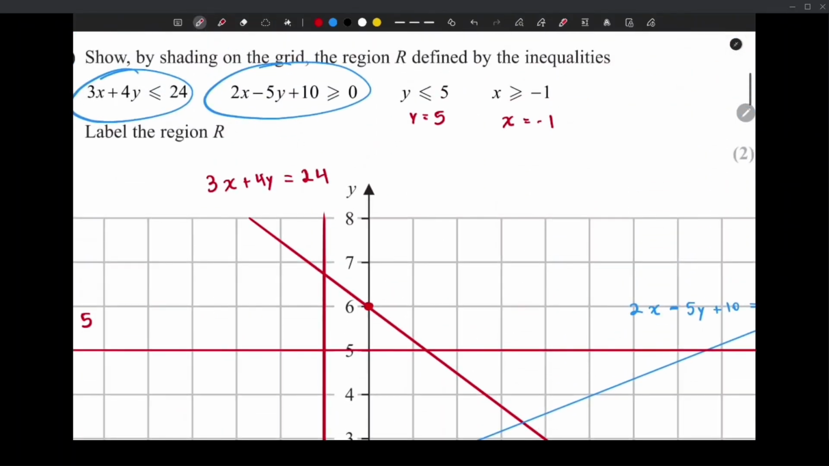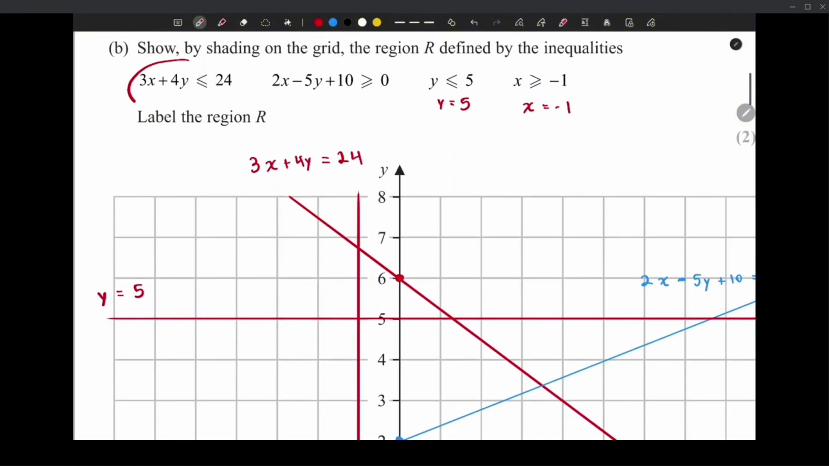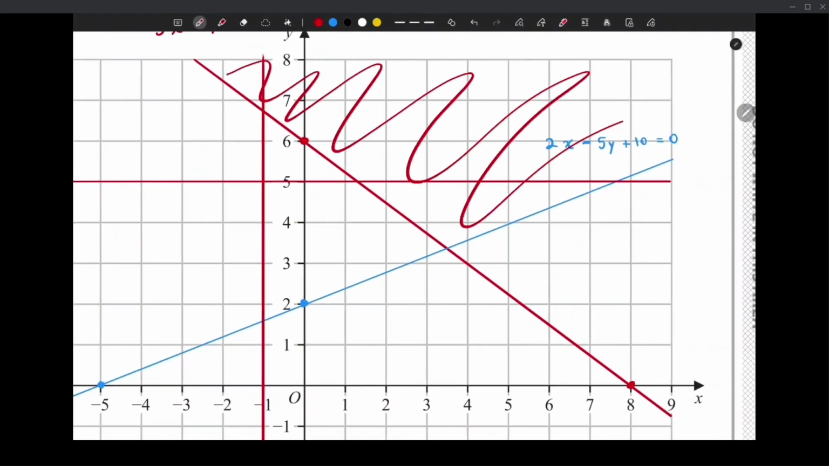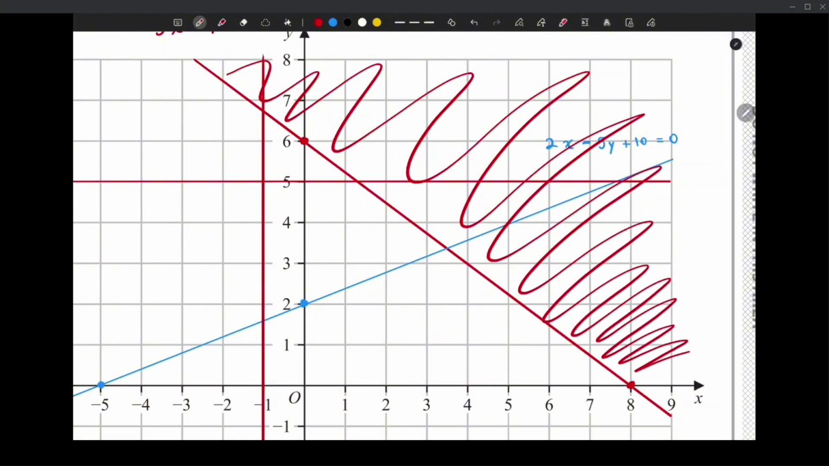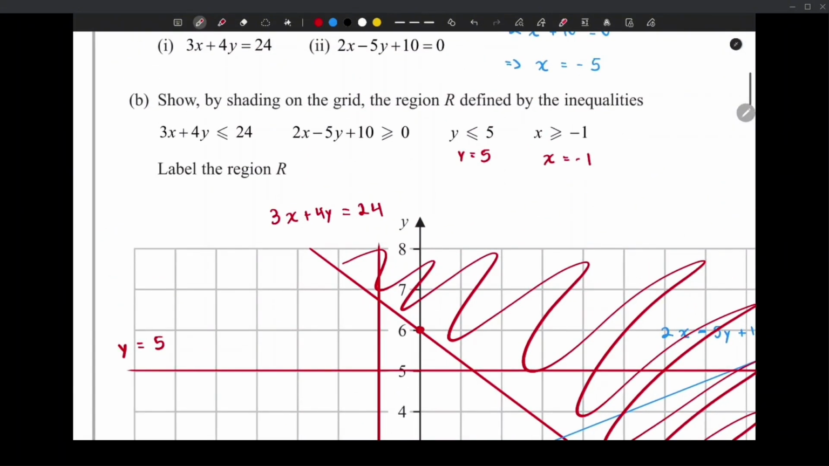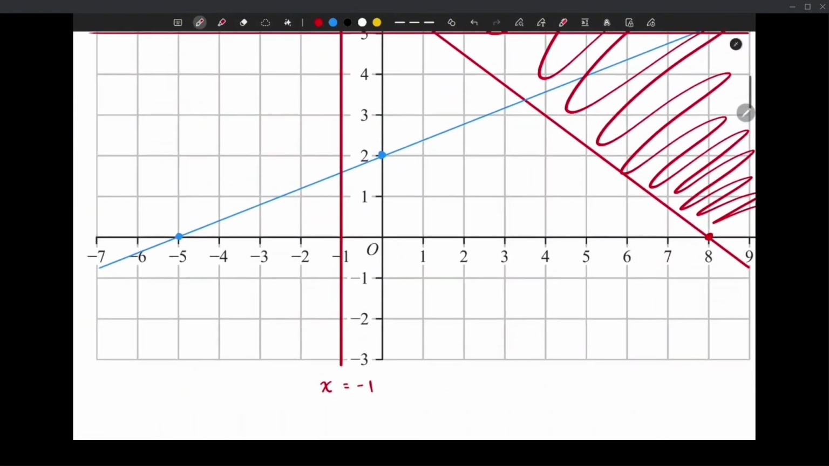Now the region they're talking about is below this line, because a less than sign means that it is below the line. So this part will be ignored. And then the region is above this line because there's a greater than sign. So this part will be ignored.